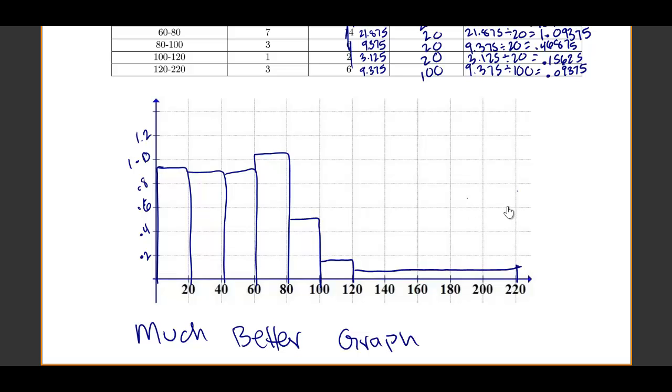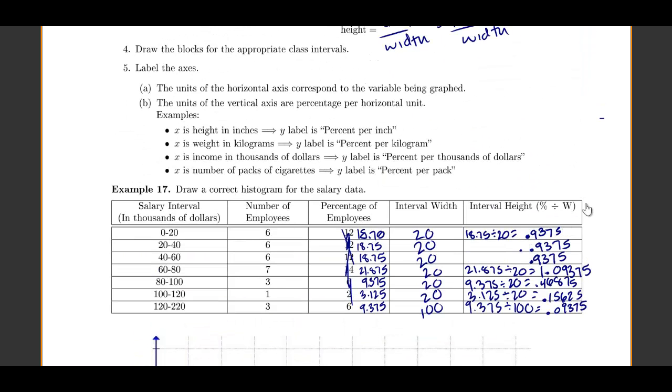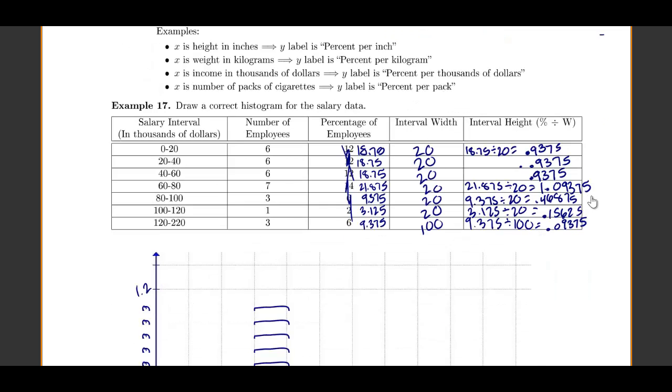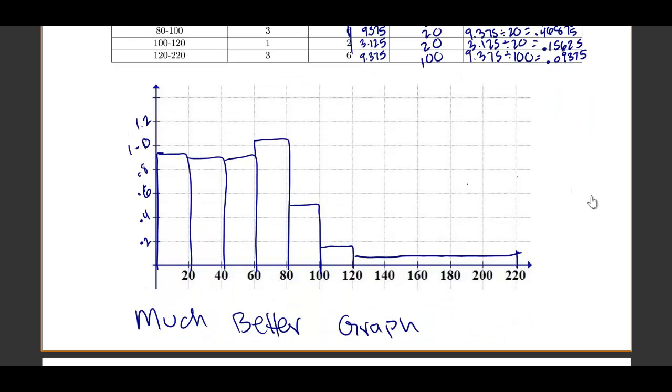Then if you remember, I said we're going to come back and talk about how to label our axes. So let's go back up and read about what it says. Label our axes. The units of the horizontal axis correspond to the variable being graphed. So we are talking about our salary in thousands of dollars. So the x-axis would be salary in thousands of dollars.